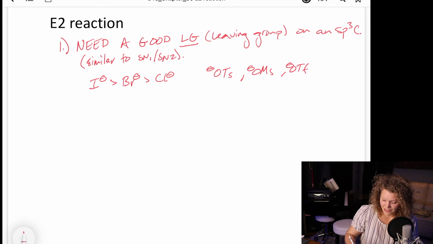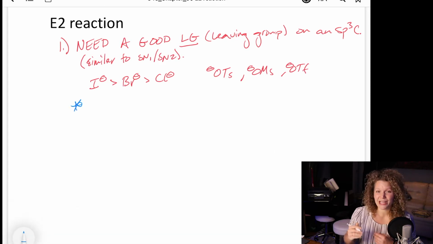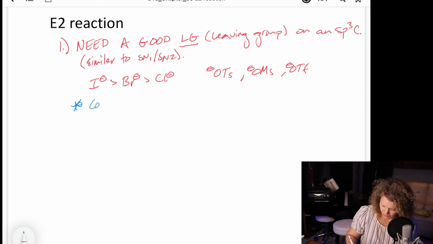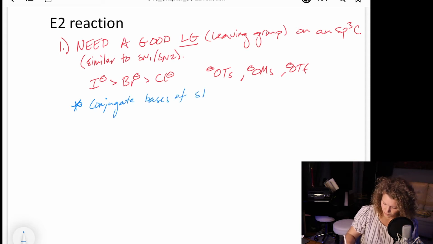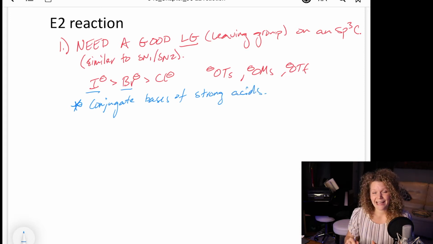Now remember that these are conjugate bases of strong acids. These anions are happy to hold that negative charge.